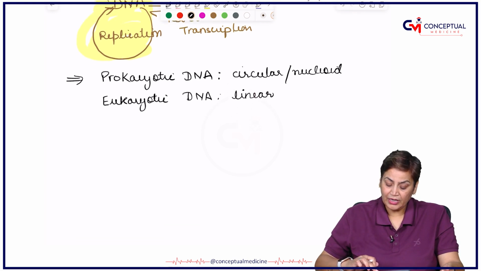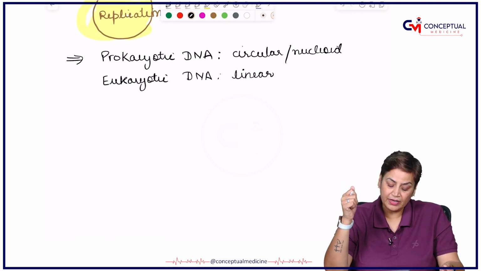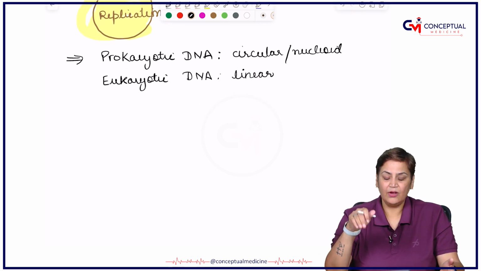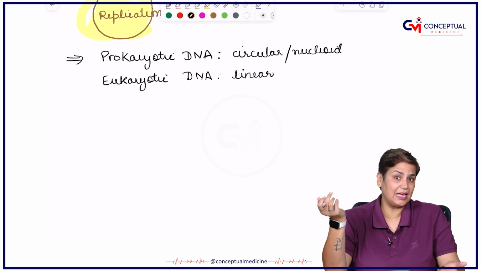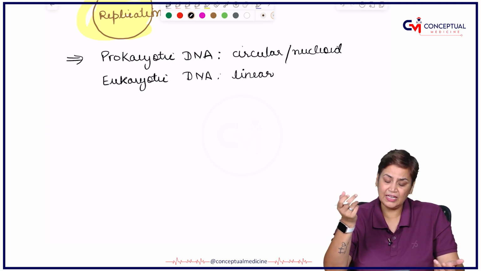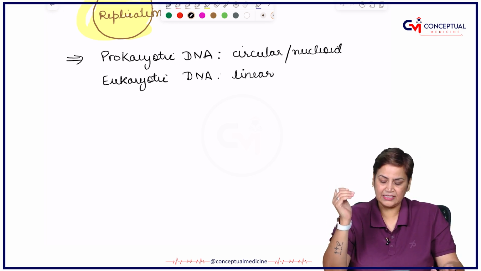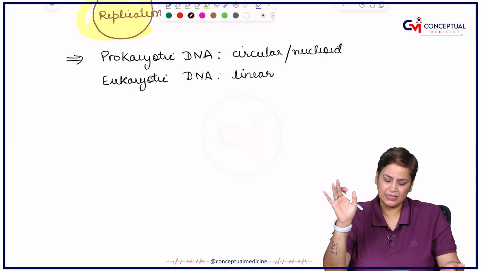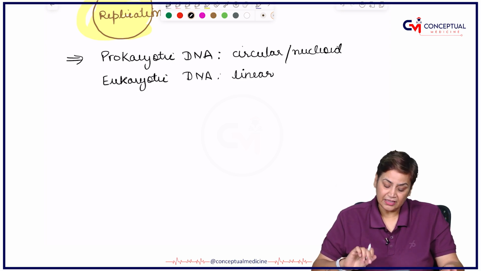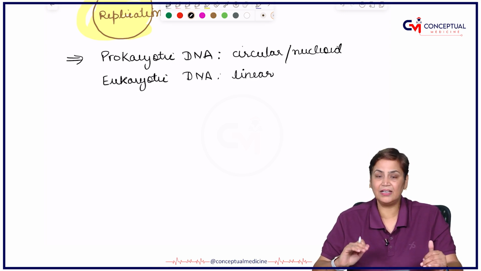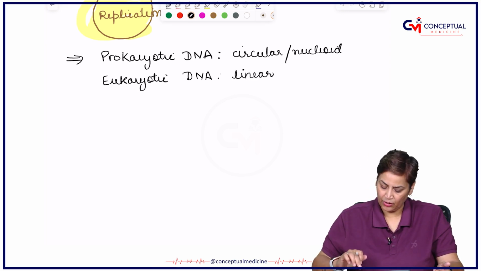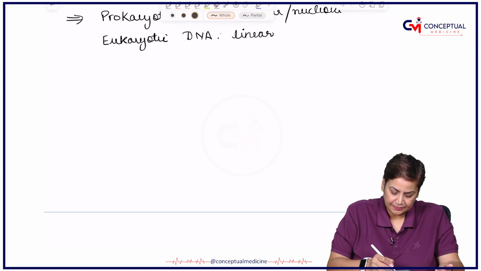Okay, so what is the process of replication in prokaryotes? What is the process of replication in eukaryotes? Because eukaryotes are highly complex organisms, obviously it will be complex here. So the enzymes also will be different, everything will be different here. So we are going to study the prokaryotic DNA replication in detail and what are the parallel enzymes which are present in eukaryotes.